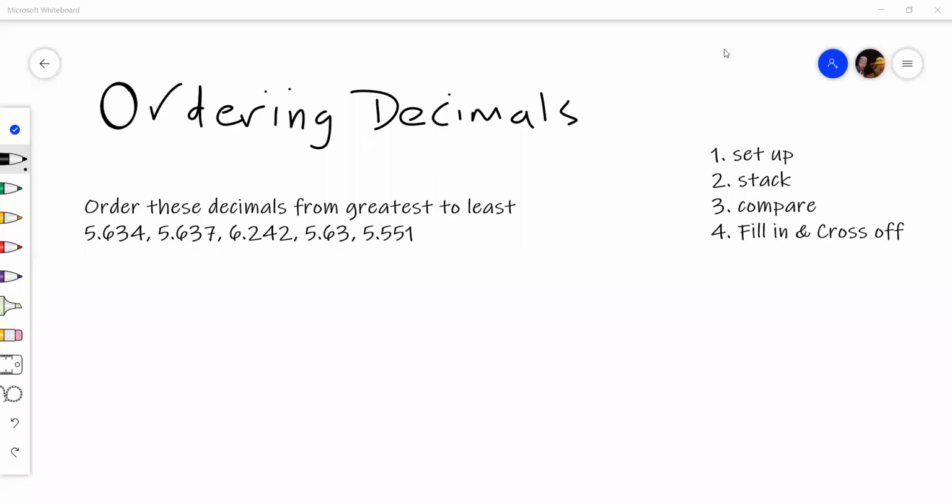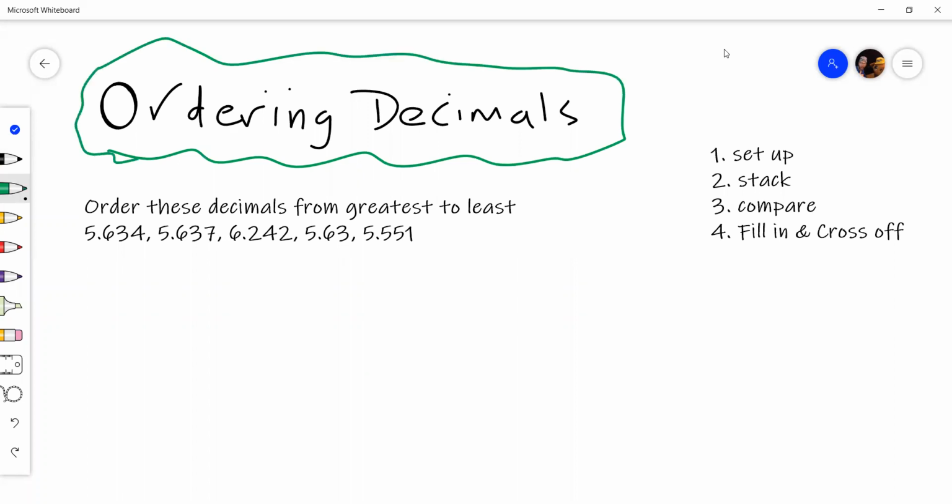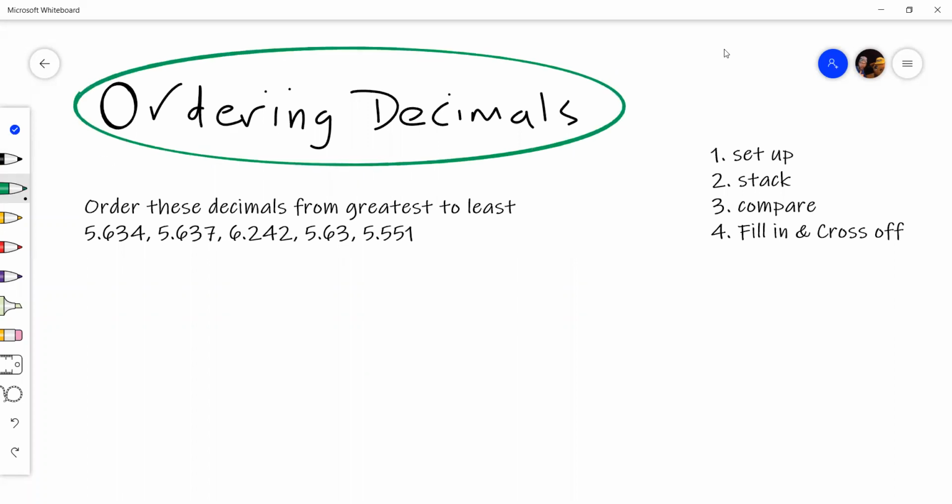Okay, so today we're going to talk about how we can start to order decimals. We've been putting them into equalities, right? Thinking about greater than, less than, equal to. We've also been talking about hundreds and tenths and thousandths. And really what it comes down to now is a common question that we often see: order these decimals from greatest to least.